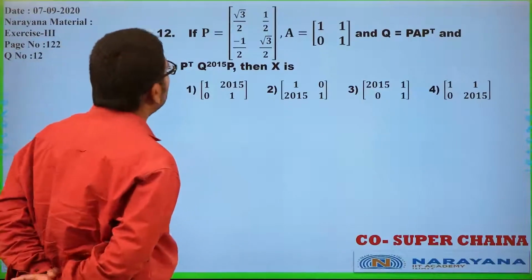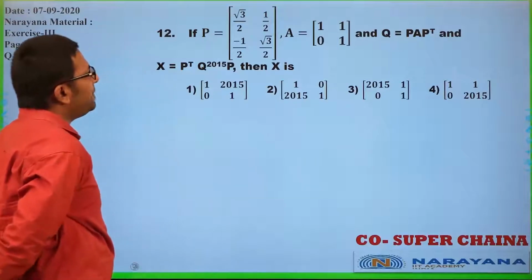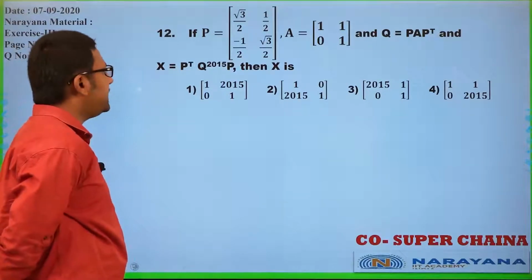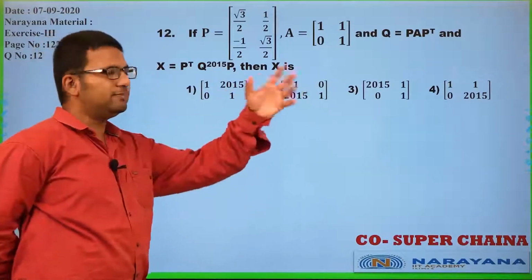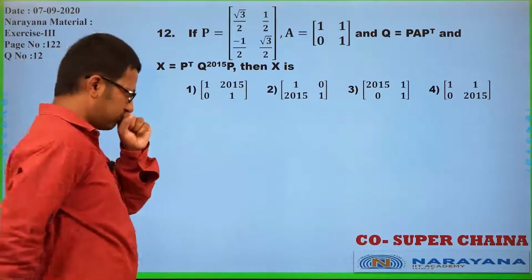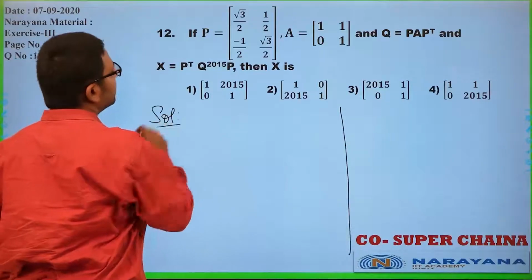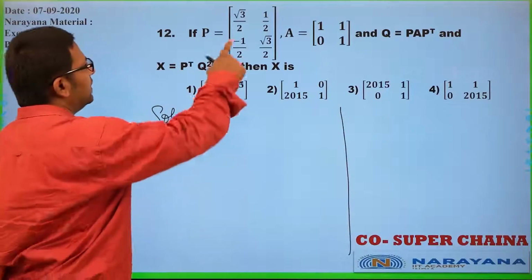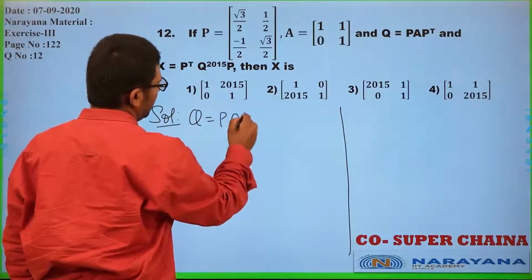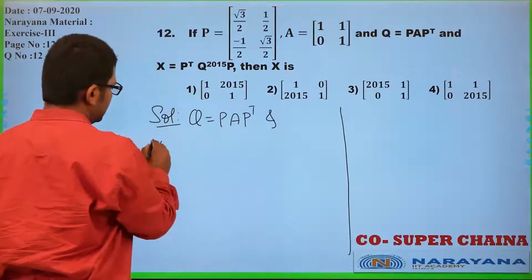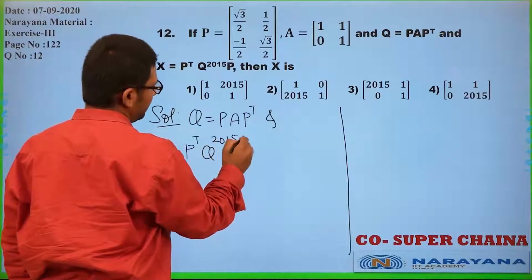If P is equal to this given matrix, A is the matrix 1 1 0 1 and Q is PAP transpose and X is P transpose Q raised to 2015 P, then X is which of these matrices? Okay, it's a very interesting question. Alright. Q is PAP transpose, right? So Q is PAP transpose and X is P transpose Q raised to 2015 P.